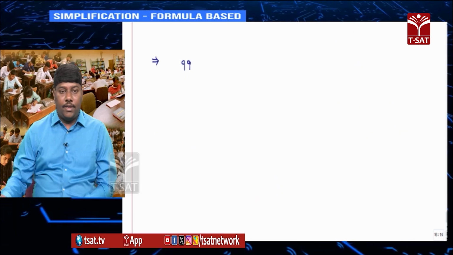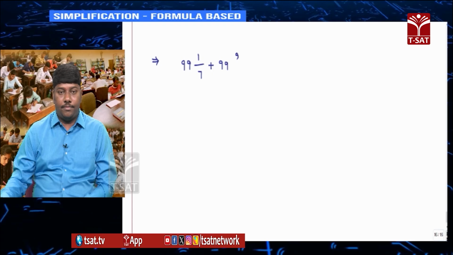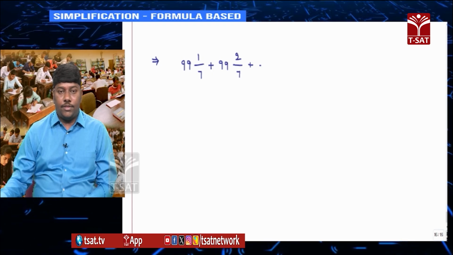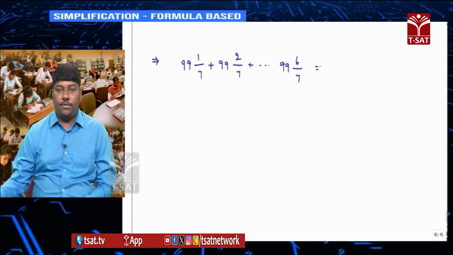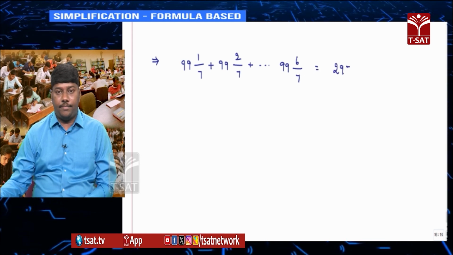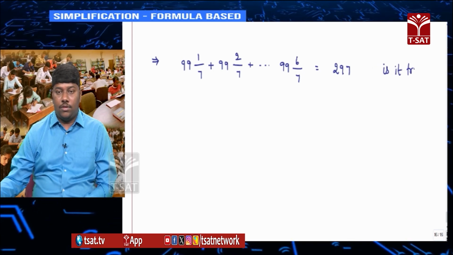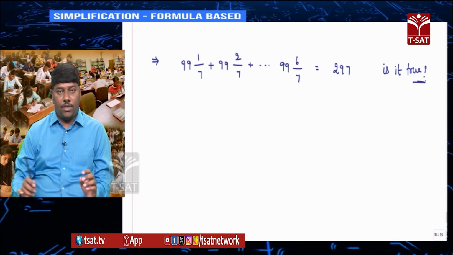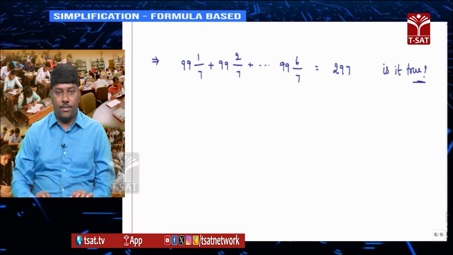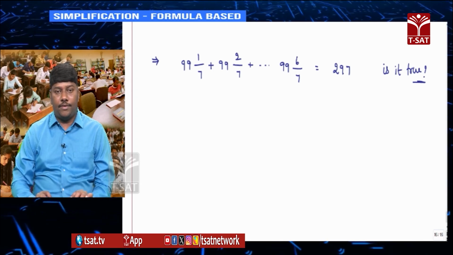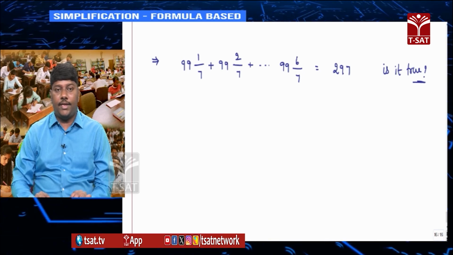Sometimes they can also ask you 99 1 by 7 plus 99 2 by 7 plus so on 99 6 by 7. Let's say they will give you that it is equal to 297. Is it true or false? Let me ask you which of the following options are true. Now we will actually try to find out the answer here. If you don't know how to actually write down these fractions, you may easily get confused.